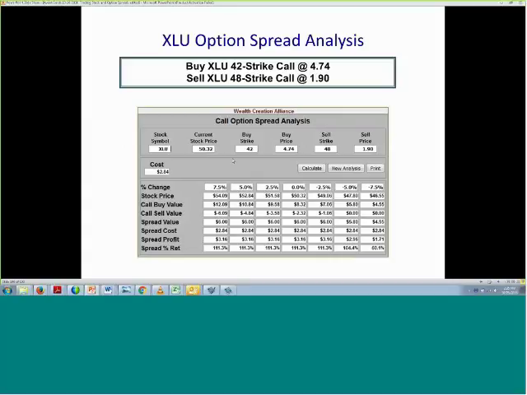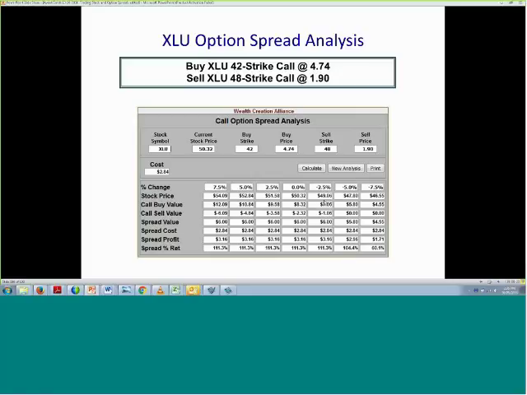So let's look at the risk profile for this trade. If the stock was flat at $50.32 at option expiration, in this example, we'd realize 111% return for the spread and $316 profit. So the cost of this spread by buying the 42 strike call at $4.74 and selling the 48 at $190, the actual cost for this spread was $284. So if the stock is flat, we have 111% return. If the stock goes up at all, we would have 111% return, $316 profit on a $284 cost.